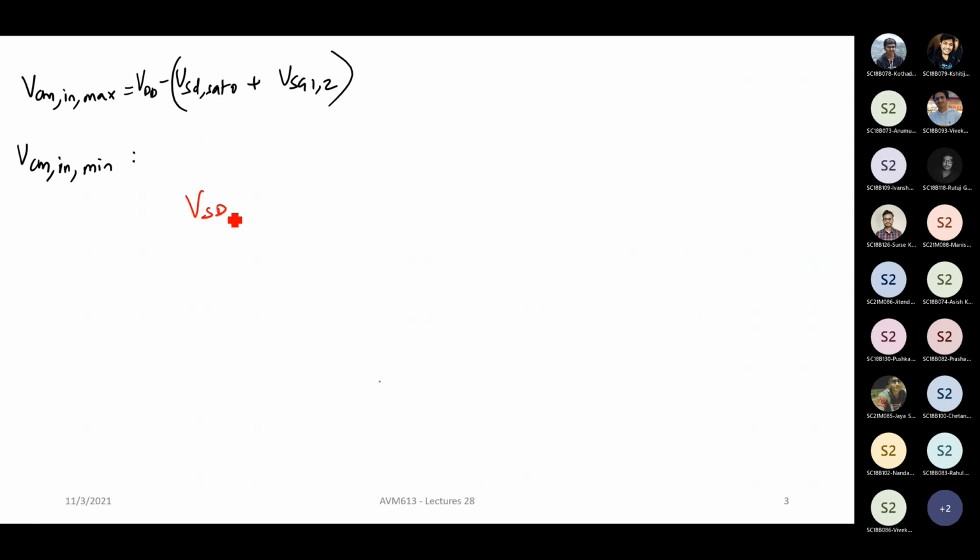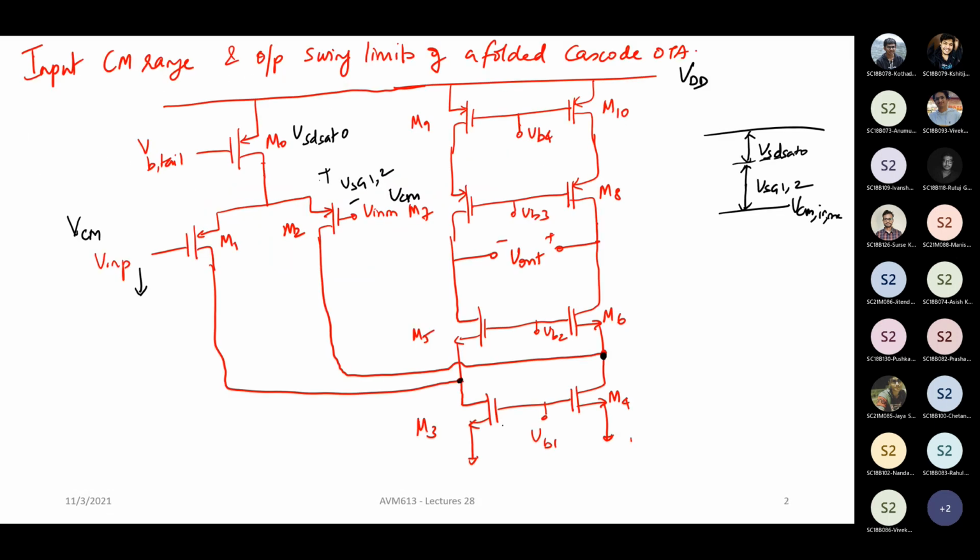So basically, we want VSD of 1, 2 to be greater than or equal to VSG of 1, 2 minus mod of VTHP. Correct? Now, what is the VSD? So let us say this node is some P. Let's just take this node to be P. So VSD is VP minus this node voltage. Let us call these two nodes A and B.